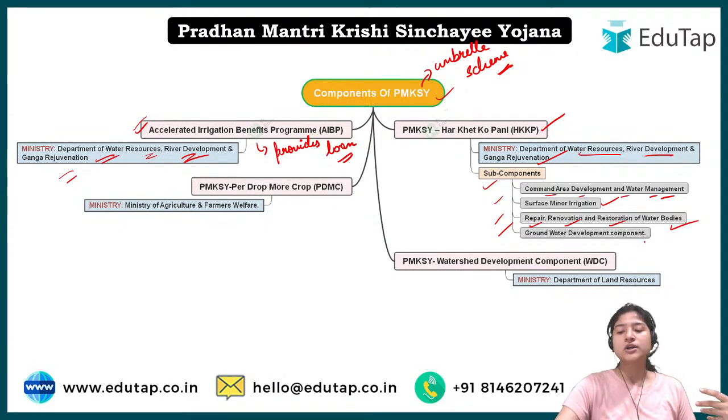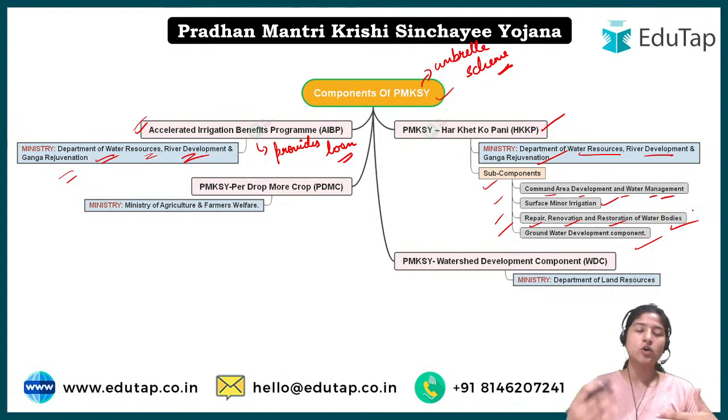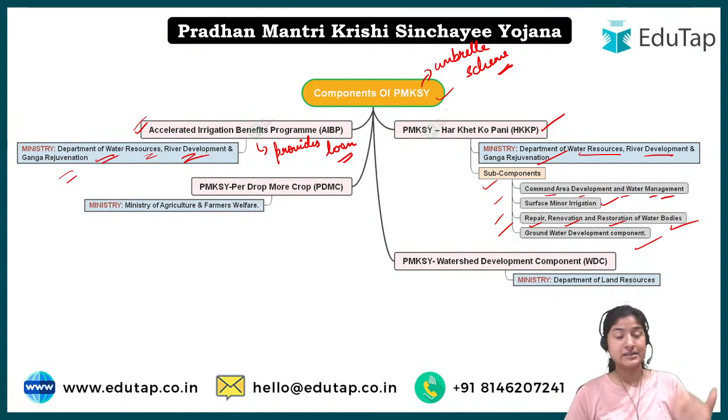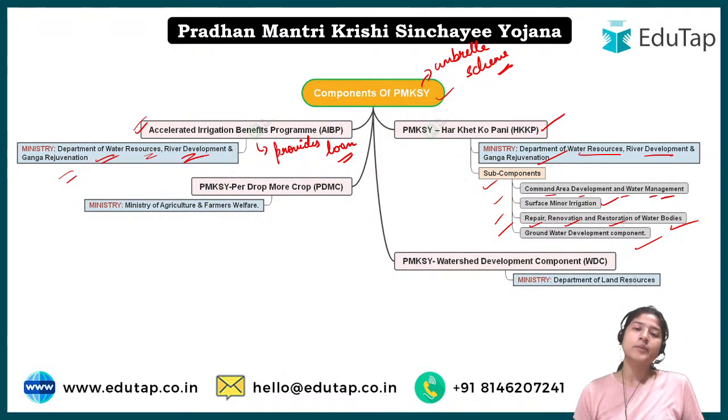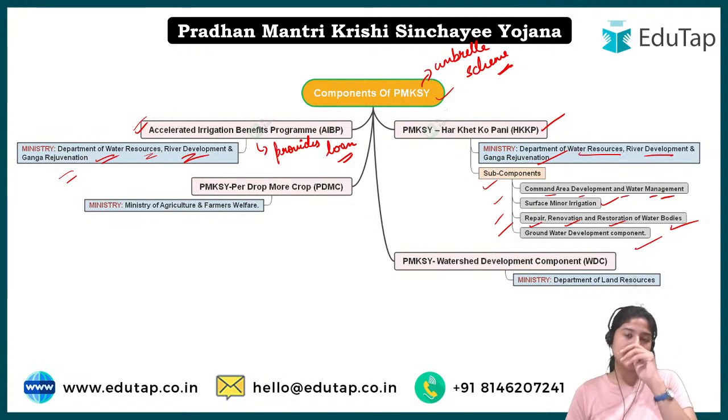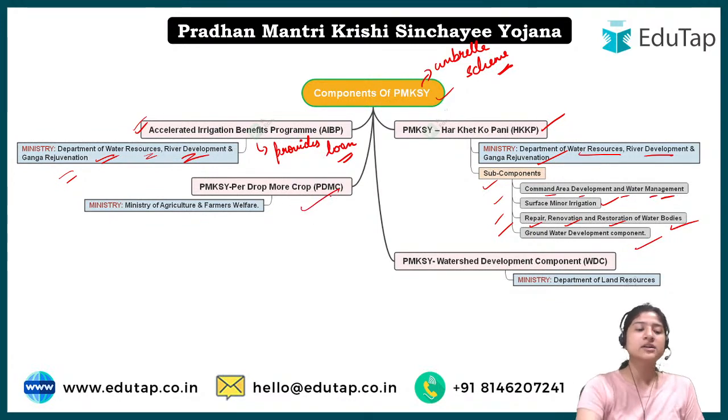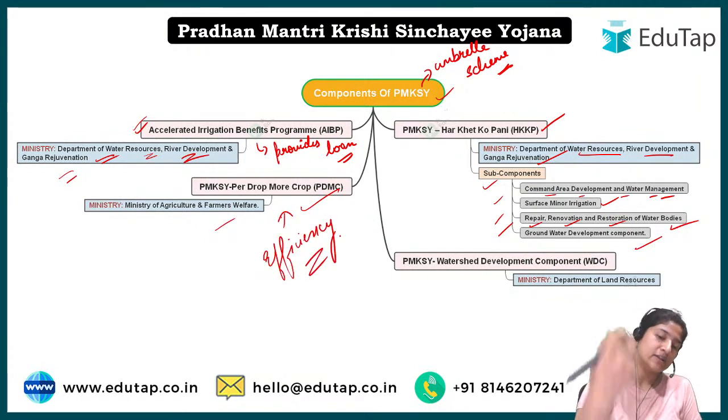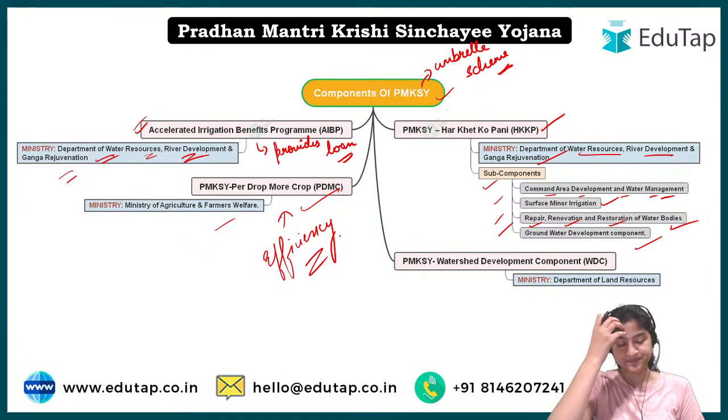Next is the groundwater development component. So groundwater is water that is present inside the earth, right, below the layers of the soil. We can utilize that, we can recharge that, restore that, and then we can use that to give water to the field. All right. Next is Per Drop More Crop. This comes under the Ministry of Agriculture, and this is all about efficiency, as the name suggests, and we have already covered this in, I guess, every slide of this particular scheme today.